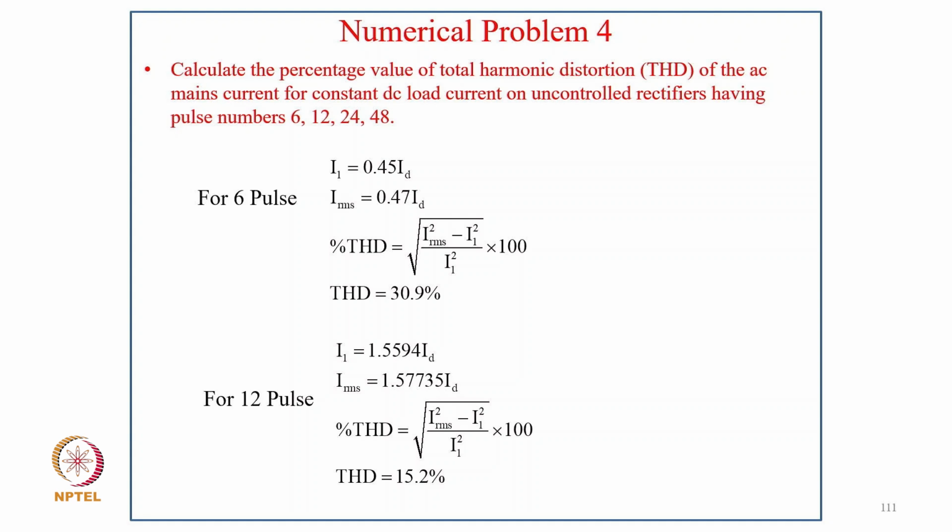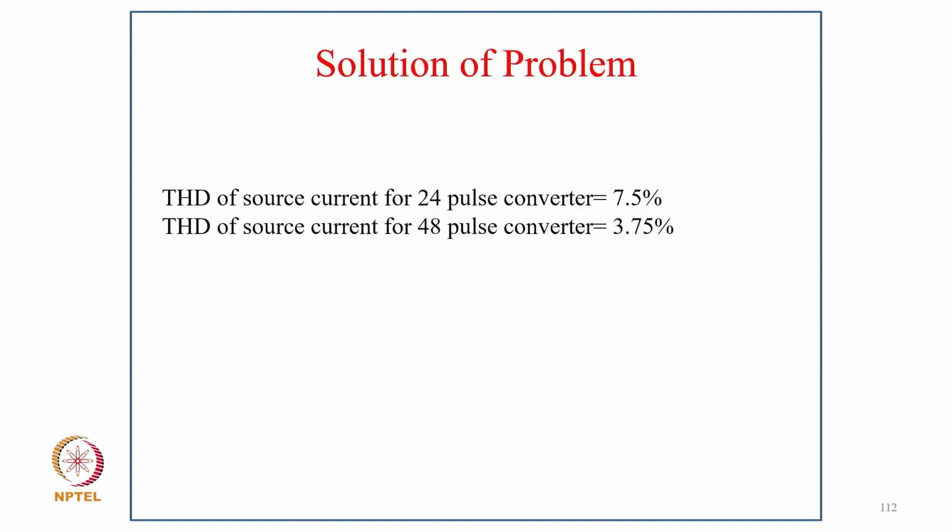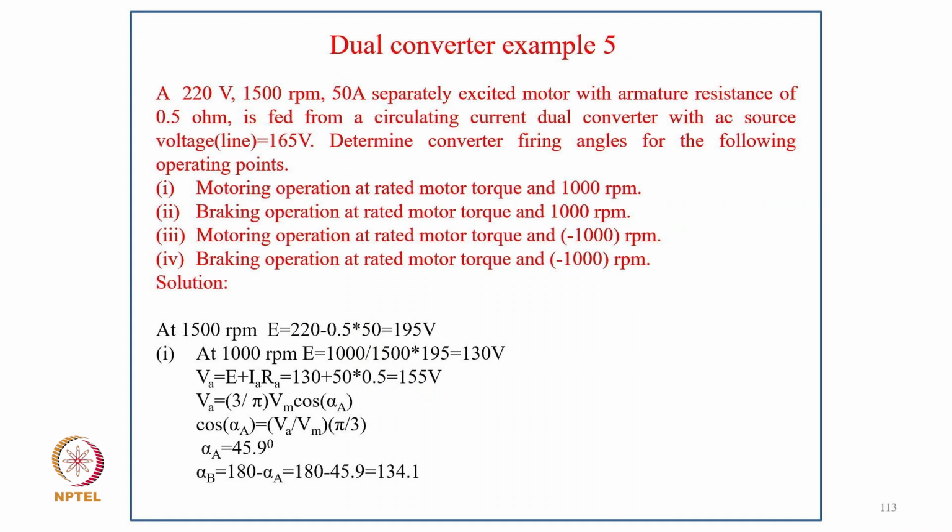Now numerical problem 4: calculate the percentage value of the total harmonic distortion of the AC mains for constant DC load current and converter pulse numbers 2, 6, 12, 24, 48. So I1 equals 0.4546 and IRMS is 0.47. Percent THD is the square root of IRMS square minus I1 square upon I1 square, into 100, and THD becomes 30.9. For 12 pulse converter, I1 equals 1.59 and IRMS is 1.57. So the THD becomes 15.2%. Similarly, THD for 24 pulse converter is 7.5%, and for 48 pulse it is 3.75%.